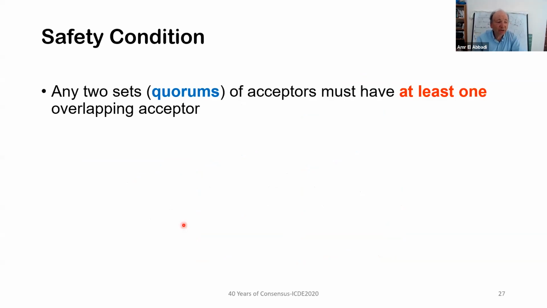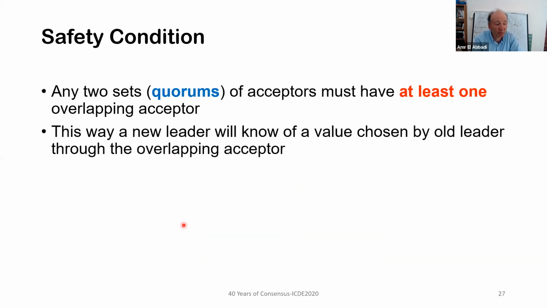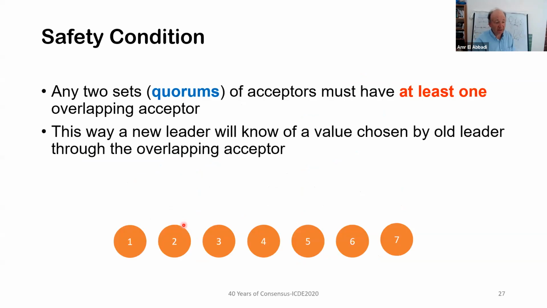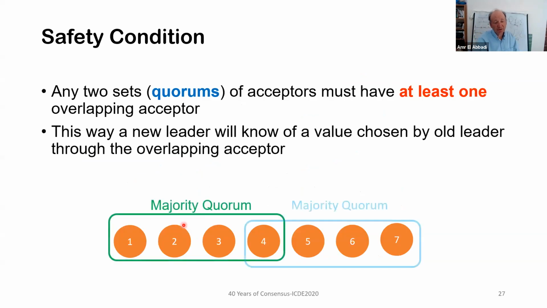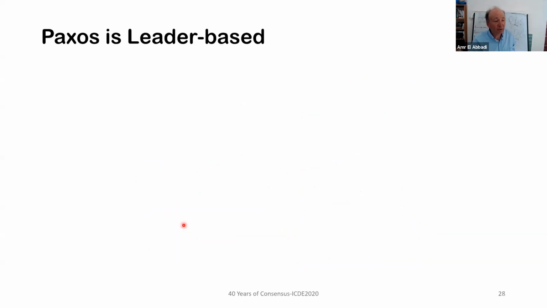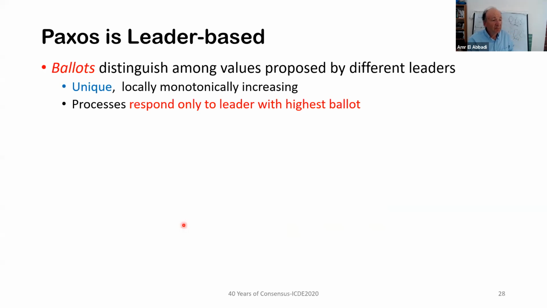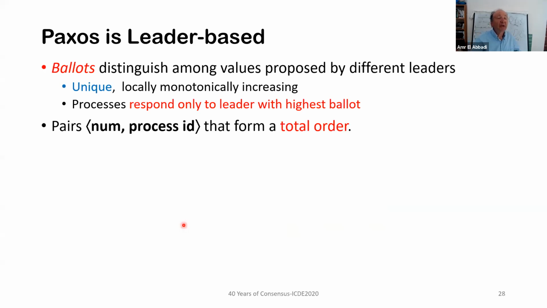The critical condition on quorums is that there must be at least an intersection between any 2 quorums. This way, a new leader will know of a value chosen by an old leader through the overlapping acceptor. There has to be an overlapping acceptor. So if I have a majority, here is an example of 7, then any quorum of size 4 will have a non-empty intersection. Paxos is leader-based.